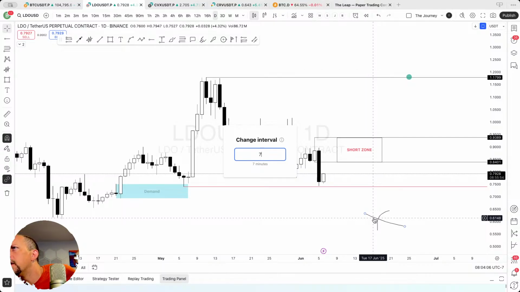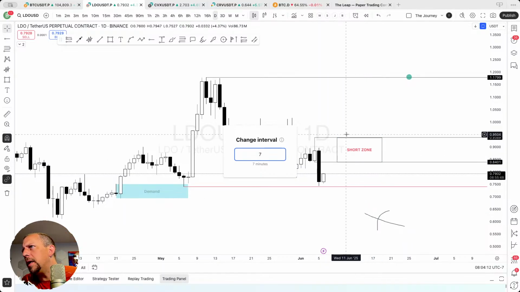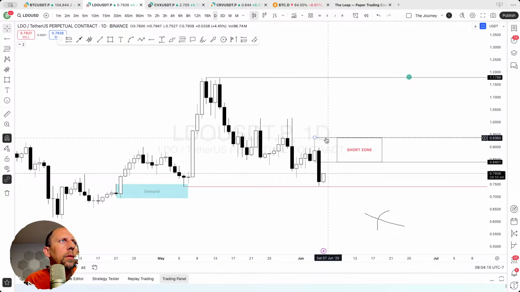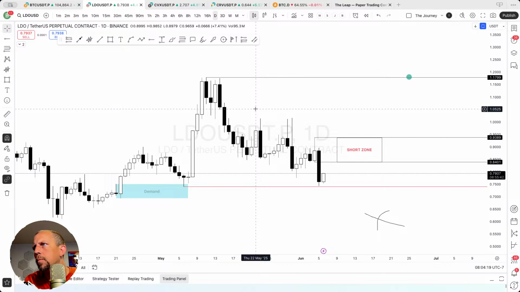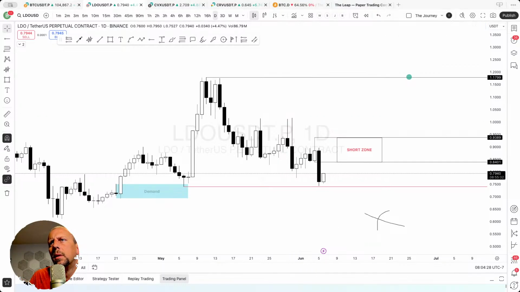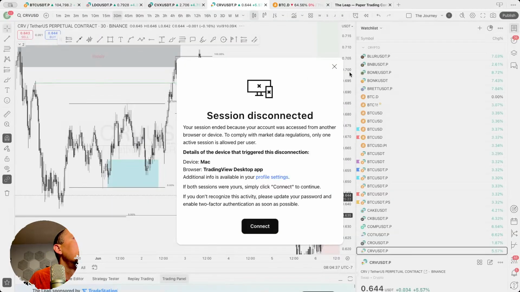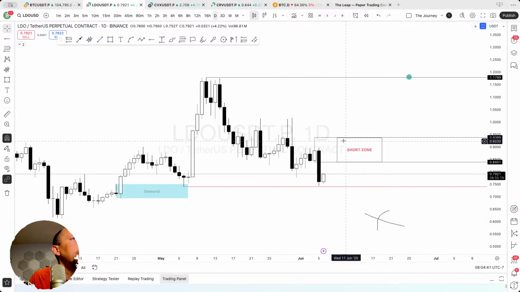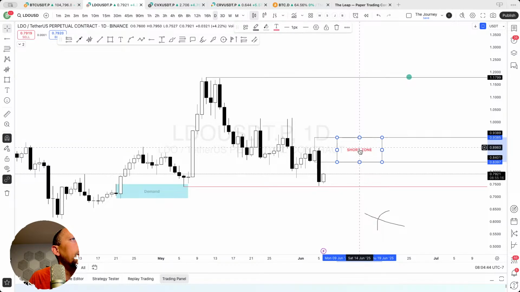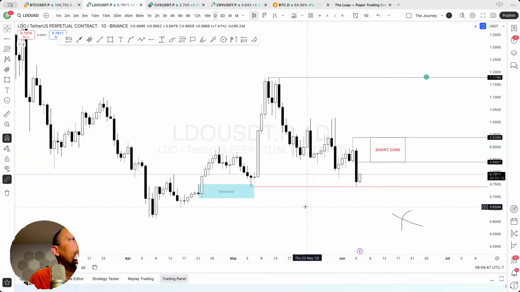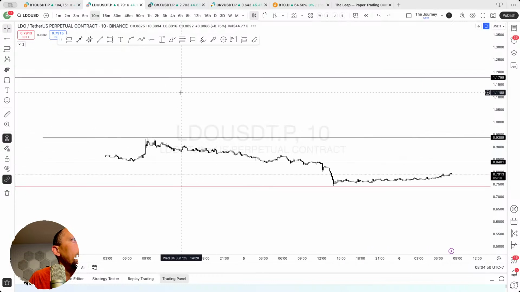Explain what you just saw to mark that supply on LDO. Trouble is, let me see what you sent me. Would that be a better entry on the other coins? Let's go look. The problem is I did so many things and then deleted them on here. I don't know if I'm going to be able to.